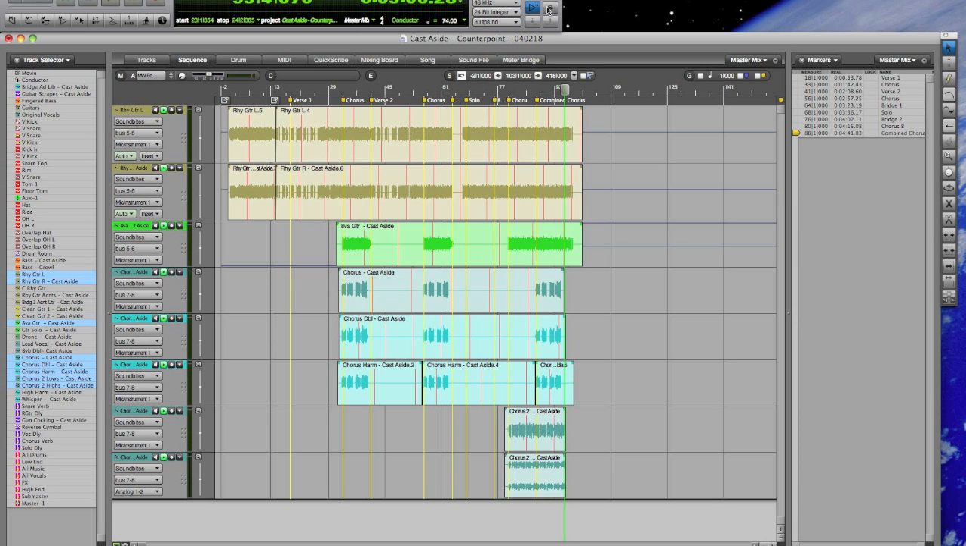Tip number 3 is register. One of the things we've got to pay a lot of attention to is what register, or in other words, what octave everybody is performing in. This is especially important when you're talking about male singers and electric guitars. They tend to occupy a lot of the same space in the frequency spectrum.